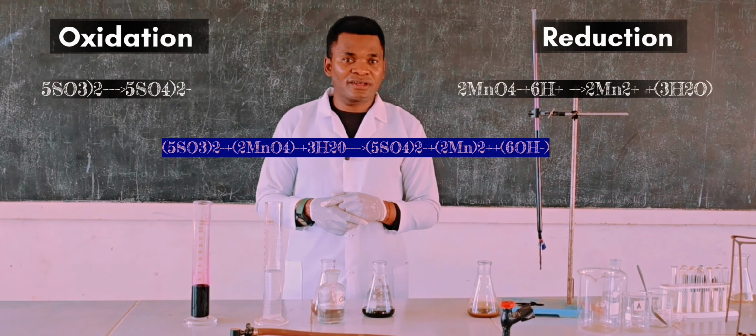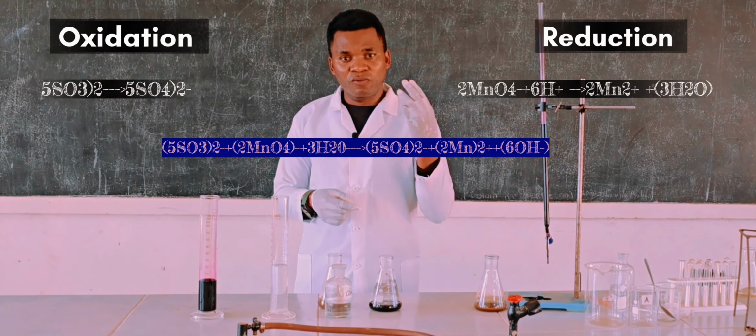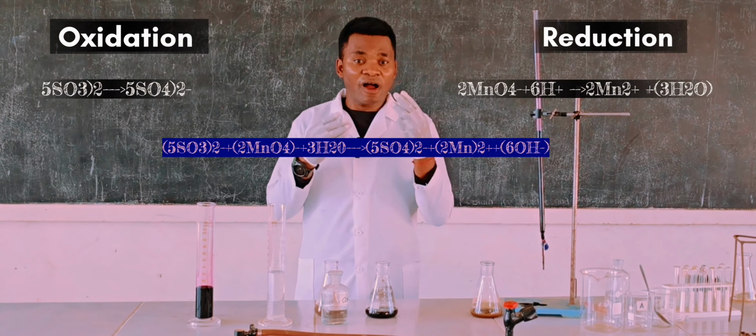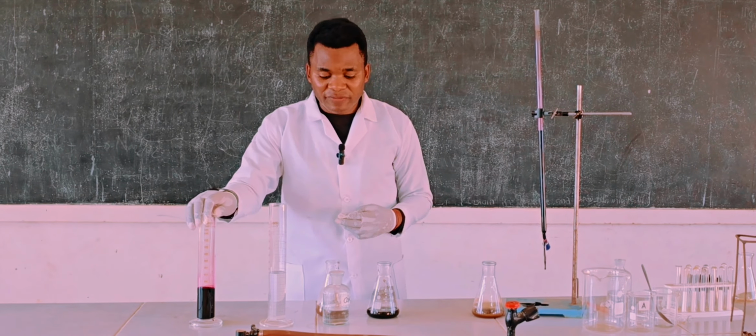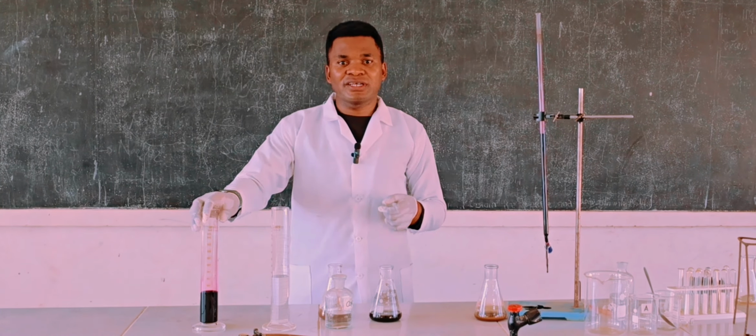That was just a little bit about redox reactions. I've taught you what redox reactions are and how to reduce manganese 7 into manganese 2 ions, and also shown you how to balance these reactions.